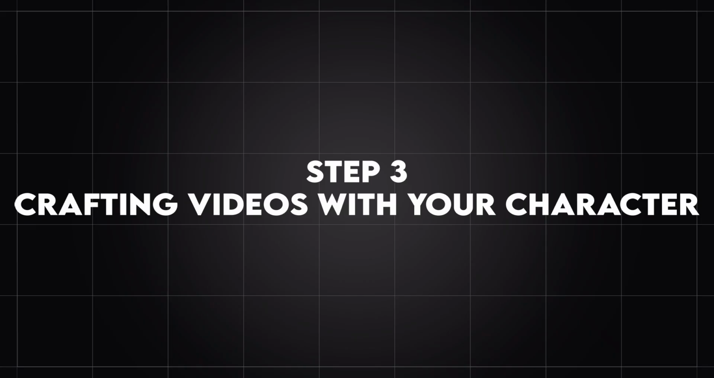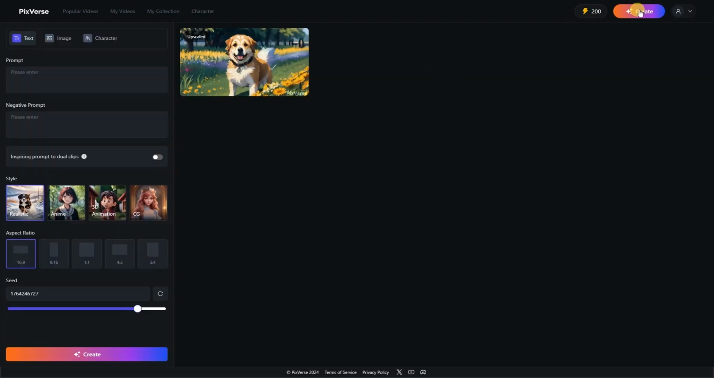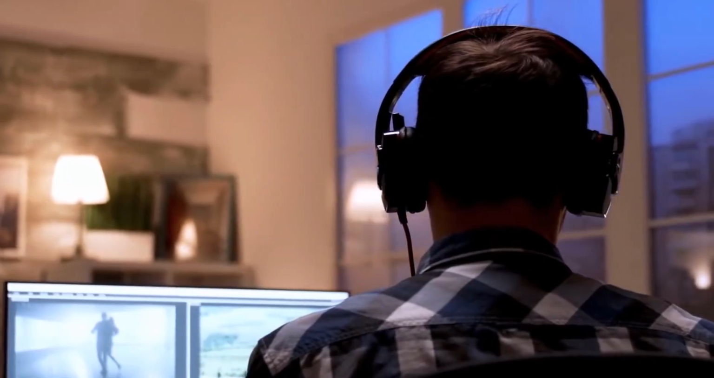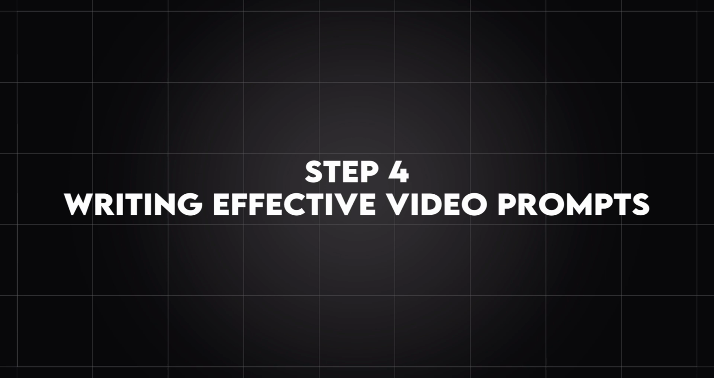Step 3. Crafting videos with your character. Once your character is ready, click Create to start making videos. PixVerse offers a simple process. 1. Head to the Character tab, where you'll find a prompt box to input instructions for your video. 2. Keep in mind that writing prompts for video creation differs from image prompts, but don't worry, I'll guide you through it.